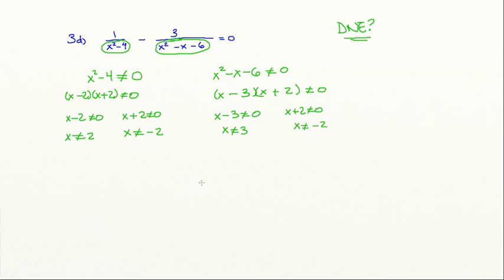So our answer is x cannot equal, what's the smallest one? The smallest one is negative 2. And then we have 2 and 3.